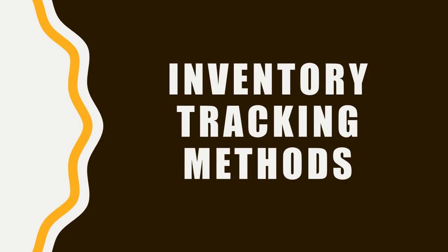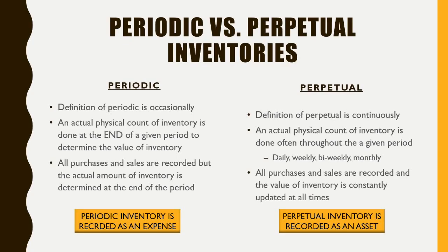So let's go ahead and dive into the two tracking methods. We already discussed everything that we need to know about periodic inventory. But what we don't know yet is the perpetual inventory, and we're going to see what the real difference is and which one's more preferable. So in this case, we already know everything about periodic. So perpetual, we understand this.